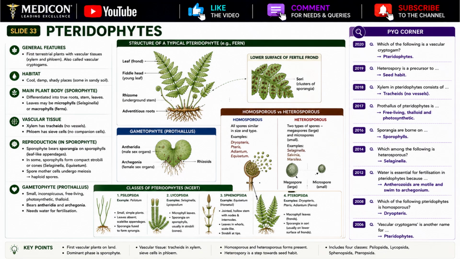The key points here are: first, vascular plants on land. The dominant phase is the sporophyte. Vascular tissue, tracheids in xylem and sieve cells in phloem, and homosporous and heterosporous forms are present. Heterospory is a step towards the seed habit, and there are four classes: Psilopsida, Lycopsida, Sphenopsida, and Pteropsida. In Psilopsida, the sporangia are fused to form synangia. In Lycopsida, the sporangia are on sporophylls, usually in strobili, cone-shaped, and in Sphenopsida, leaves are in whorls and scale-like strobili are at the tips. So these are the very important points for pteridophytes.